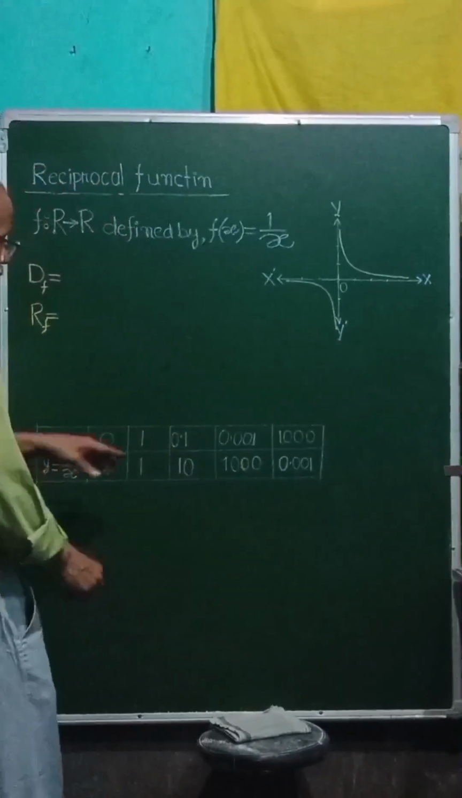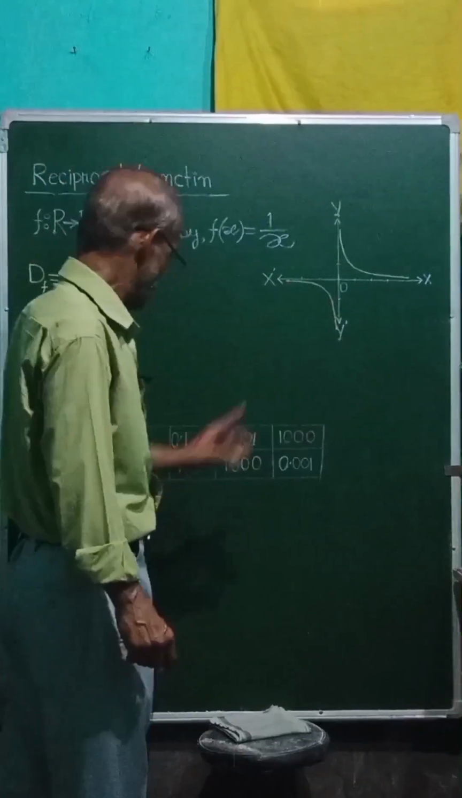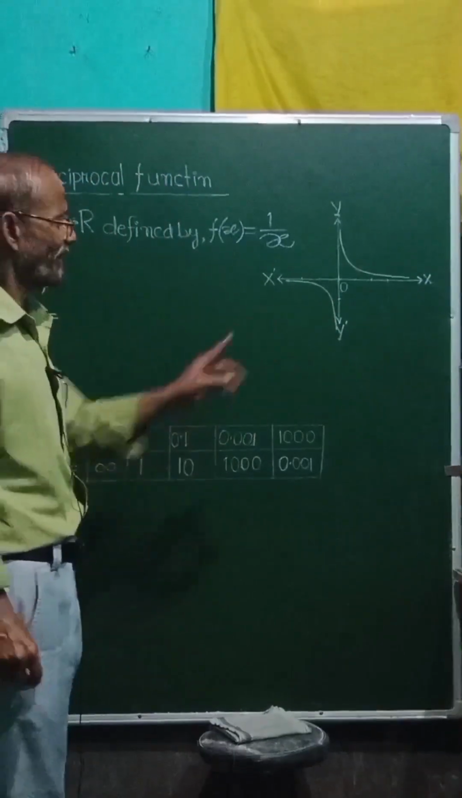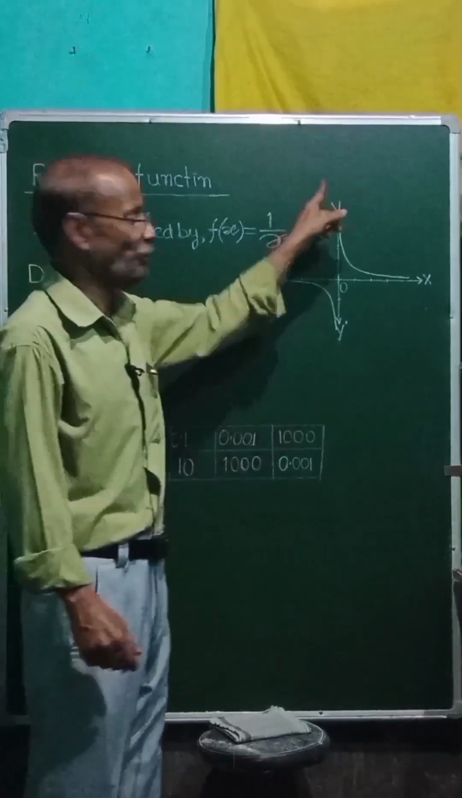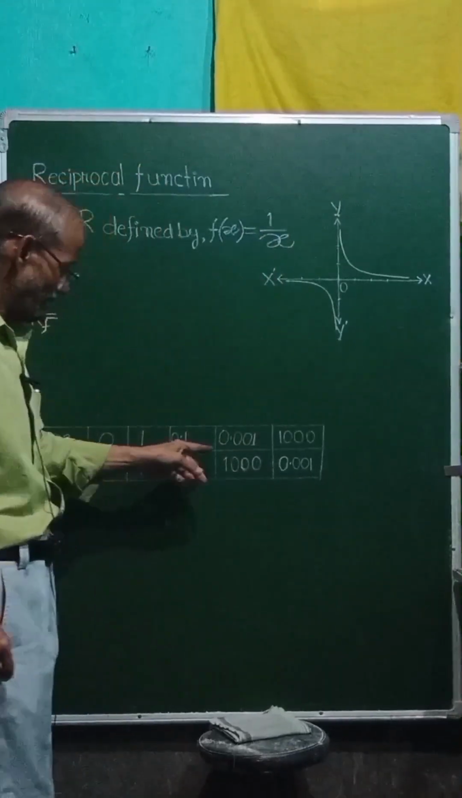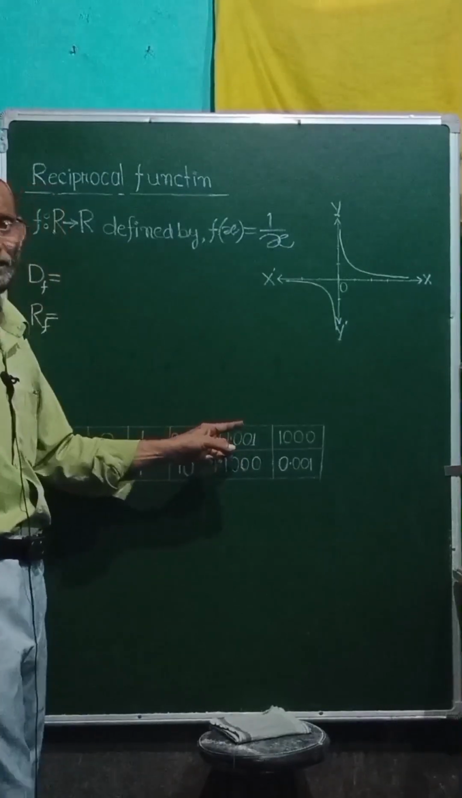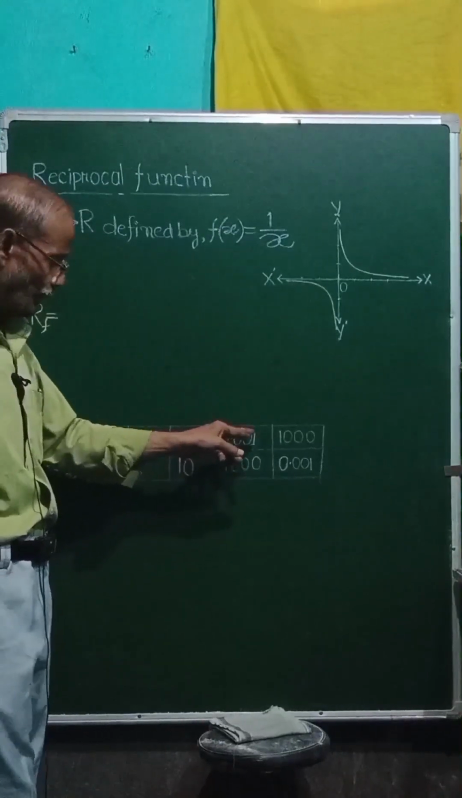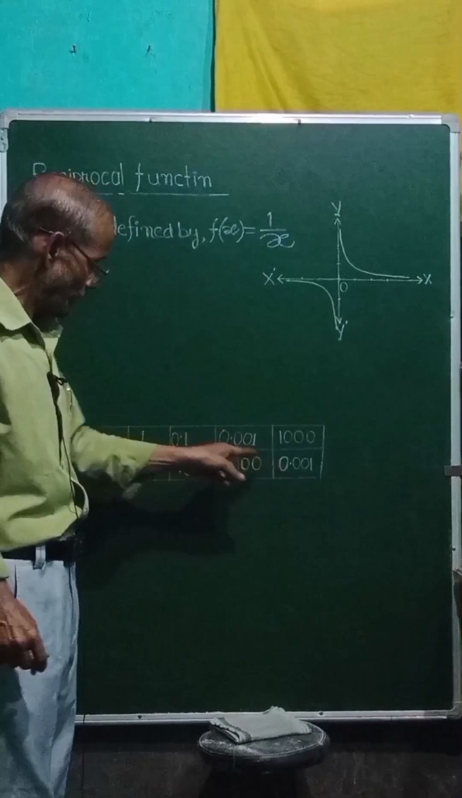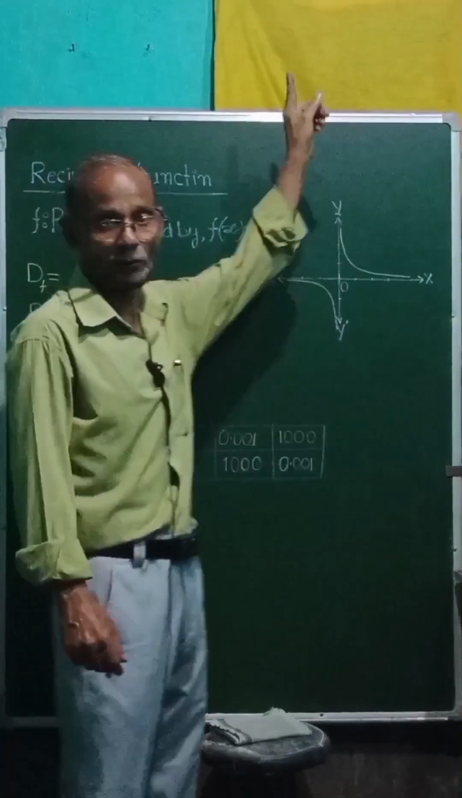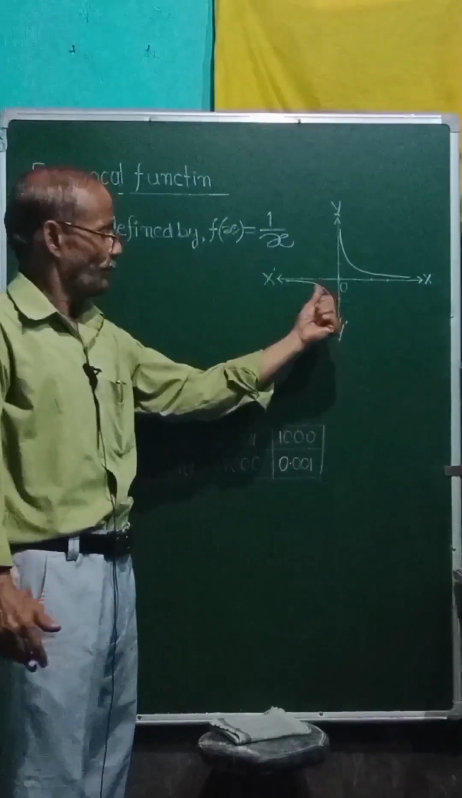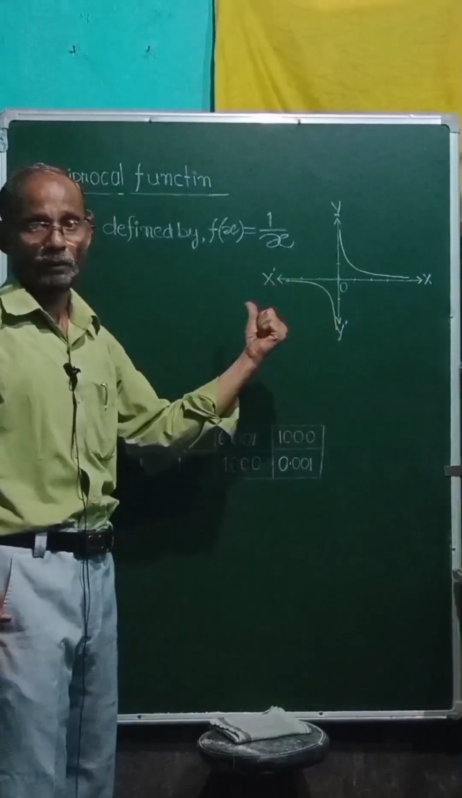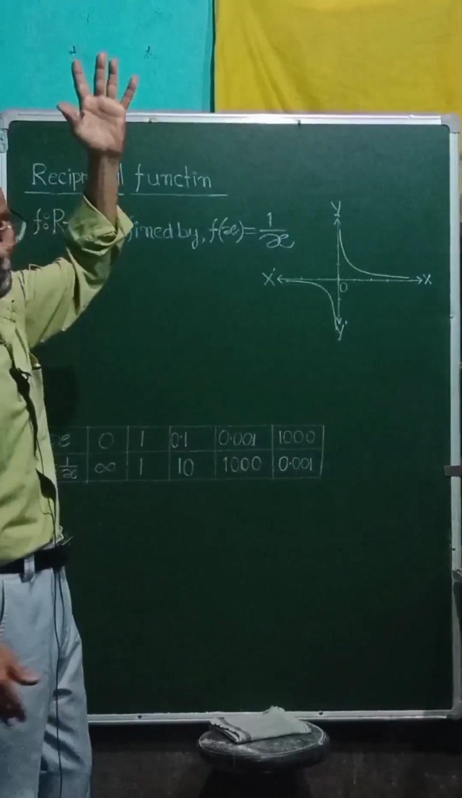So I am taking less than 1, which is 0.1, meaning 1/10 of a unit. We see that the y value jumps to 10. Then I am taking still smaller, 1,000th of a part, 0.001. See, the y value jumps to 1000, and thus we can realize that as we are approaching 0, more and more the y goes to infinity.